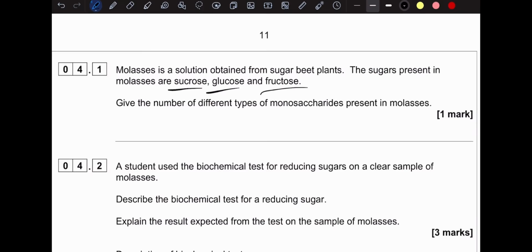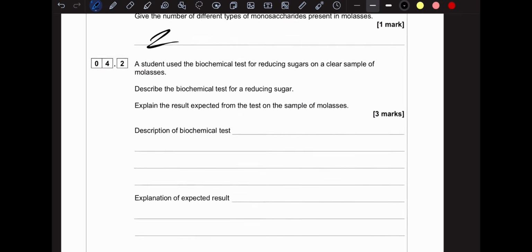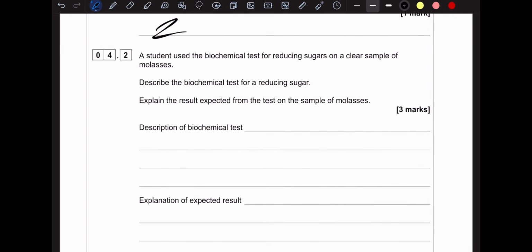Yeah, so the number of different types of monosaccharides are 2. A student used a biochemical test for reducing sugars on a clear sample of molasses. Describe the biochemical test for a reducing sugar. Explain the result expected from the test on the sample of molasses.